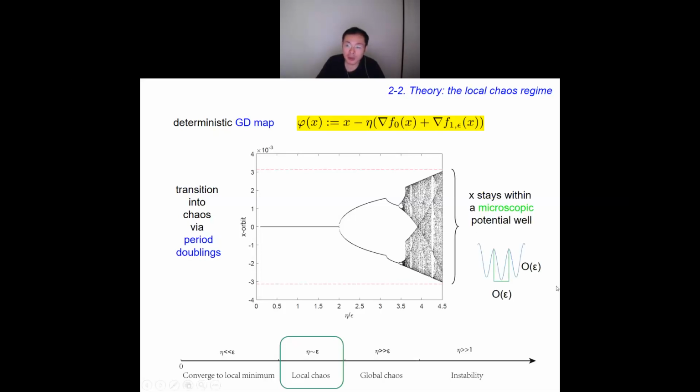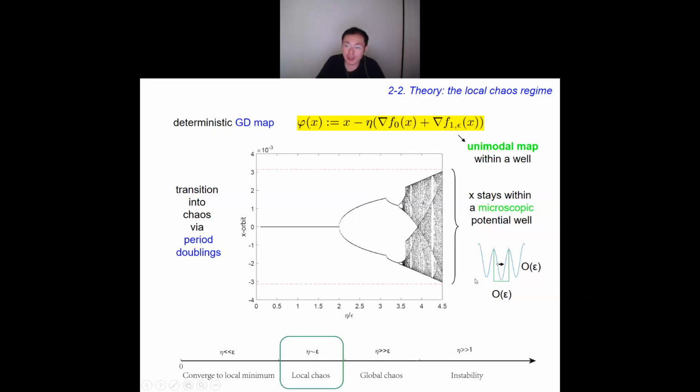At this moment, I want to emphasize that X still stays within a microscopic potential well. These 2 dashed lines are the boundaries of this potential well. You can see the area is very small. The width of the small scale potential well is of order epsilon, and so is the height. In this case, you have a universality theory. You have a well-known tool called the unimodal map, which helps you understand the chaotic dynamics inside this potential well. But you have a problem.